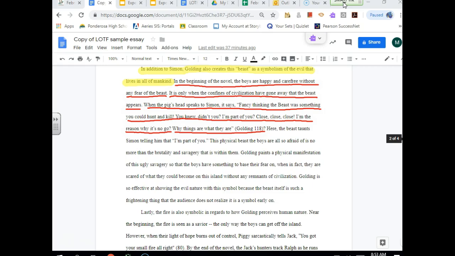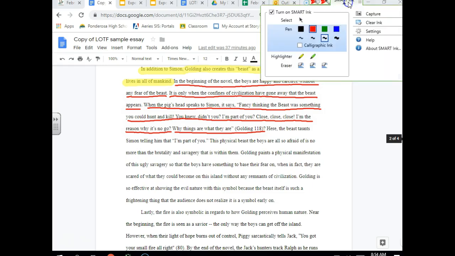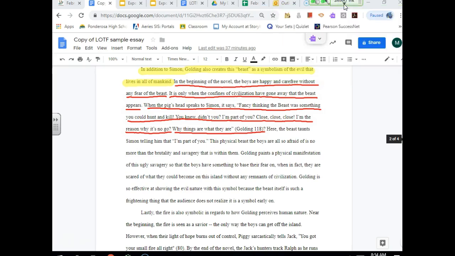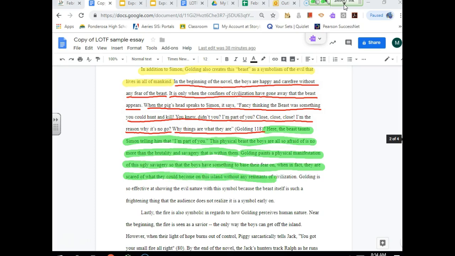Okay. So Aiden, I'm gonna start. We're in green, correct? Okay. I'm gonna read the explanation. Tell me when to stop. Here, the beast taunts Simon, telling him that "I'm part of you." This physical beast the boys are also afraid of is no more than the brutality and savagery that is within them. Golding paints a physical manifestation of this ugly savagery so that the boys have something to base their fear on, when in fact they are scared of what they could become on this island without any remnants of civilization. Good job. Do you see how I've explained clearly how the beast is a symbol of evil, and it promotes his theory that mankind is inherently evil?